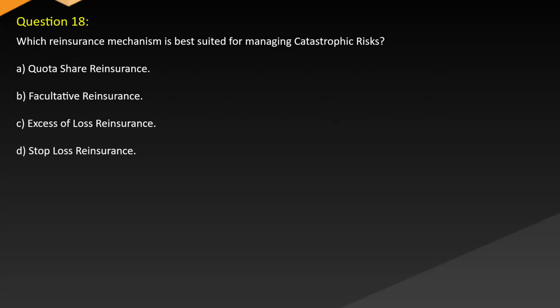Question 18. Which reinsurance mechanism is best suited for managing catastrophic risks? A. Quota share reinsurance. B. Facultative reinsurance. C. Excessive loss reinsurance. D. Stop loss reinsurance.